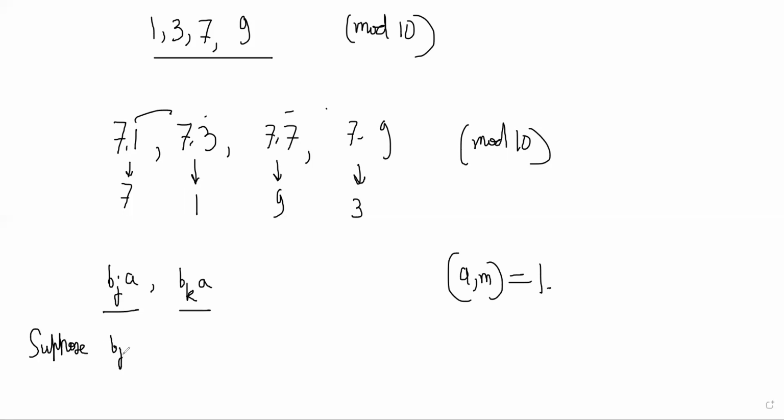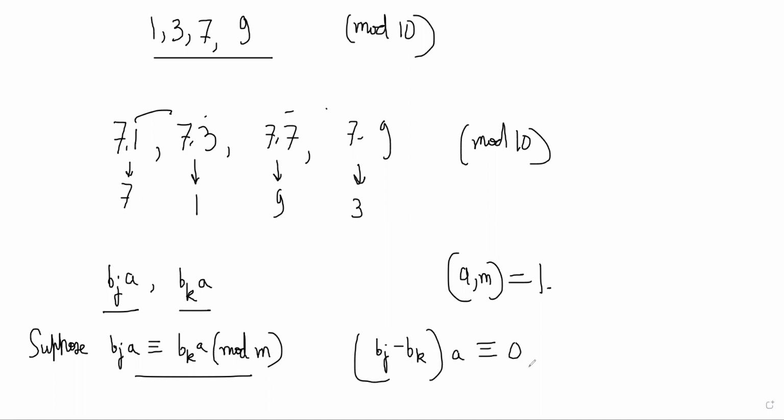Suppose BjA is congruent to BkA mod M. If they are congruent, that implies (Bj minus Bk) multiplied by A is congruent to 0 mod M. So that means M divides Bj minus Bk, which is not possible because B1, B2 and so on are all going to be less than M, since they are from the set of remainders.